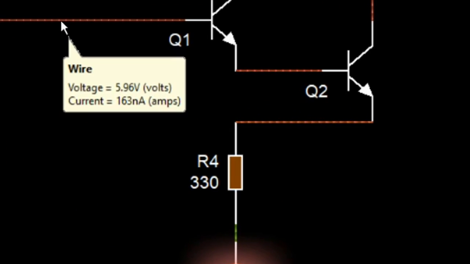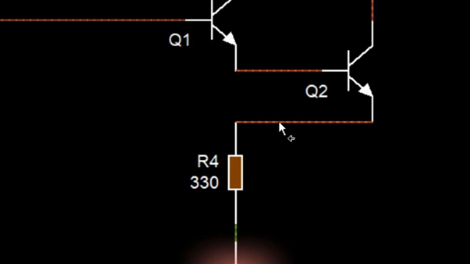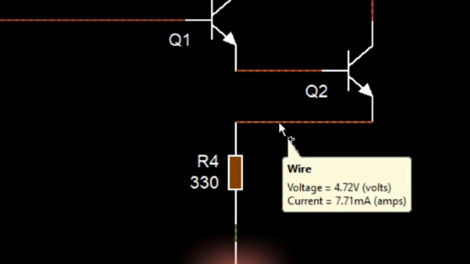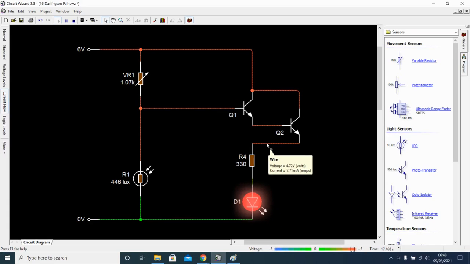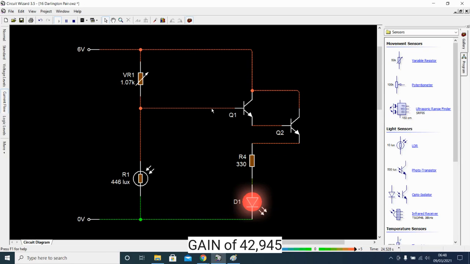So we have a very small current, nanoamps here, going into our base. And over here we have 7 milliamps out here. So we have a massive gain here. So we have millionths of an amp over here, and this time we have 7 milliamps over here. So an even greater gain than what we had before.